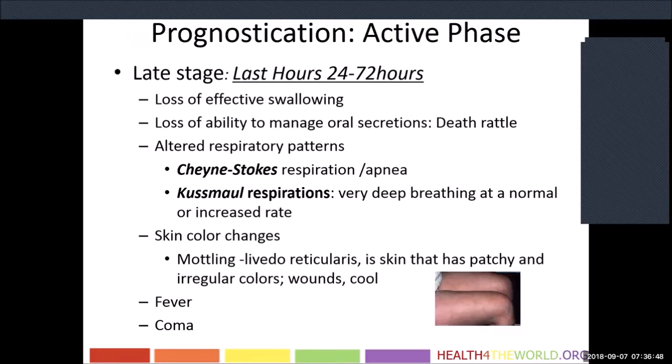The skin starts to change. You may start to notice mottling or livedo, skin that has patchy, irregular colors. There can be wounds that develop. You're taking excellent care of your patients, you're turning them, and then you walk in the next morning, turn them over, and they've developed this large wound, and you're like, what happened? It's not a lack of care. In the actively dying person, they're just experiencing skin failure. Also, the internal temperature regulation in your brain goes haywire, all the circuits kind of malfunction, and so you can have wide-ranging fevers, abnormal vital signs, and then coma.